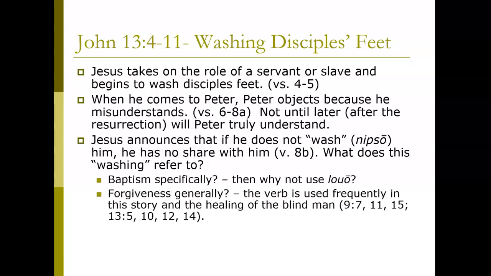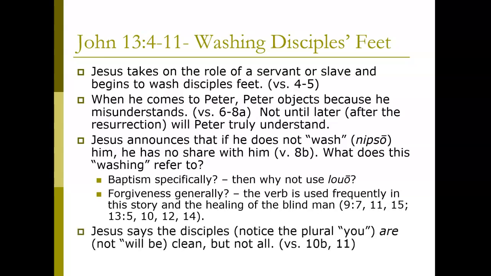Maybe it has the idea of forgiveness in general, that this washing is a way of symbolizing forgiveness. The verb is used frequently in this story and in the healing of the blind man. Of course, the healing of the blind man, John chapter 9, has the question about sin. And this blind man is receiving his sight, and so it could be said that it might be seen or perceived that this blind man has been forgiven of whatever sin is the cause or the reason for his blindness. So maybe Jesus has a washing here in mind of receiving forgiveness.